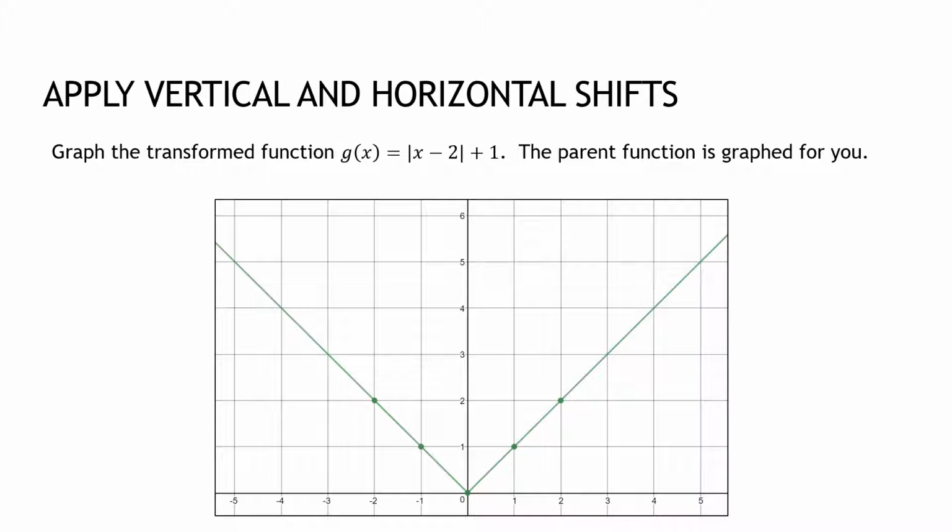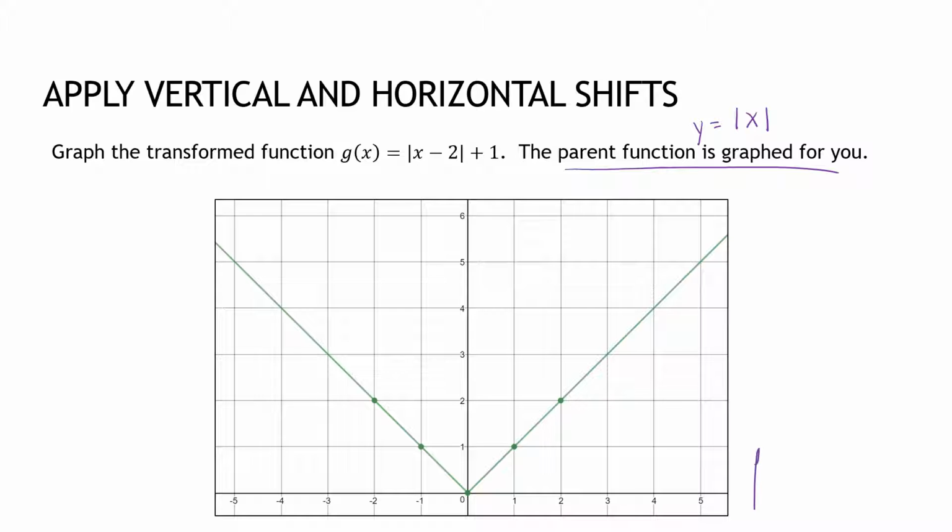So let's look at another transformation together. Notice here I didn't give you the table of values, but I still did give you what the transformed function is, which means my parent function, which is graphed for me, is y equals the absolute value of x. So that's that recognize basic functions. This is what your basic absolute value function looks like.